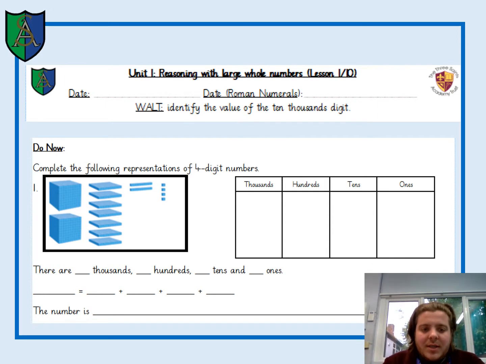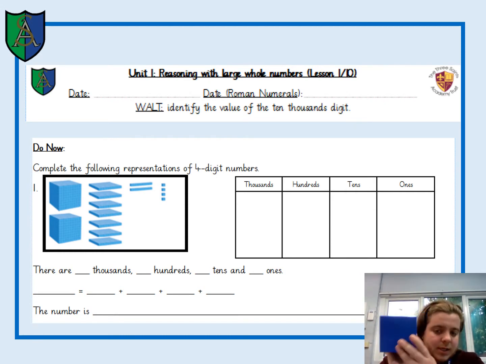So today we're starting a new unit. It's actually the first unit of Year 5, and that is reasoning with large whole numbers. To start us off, for the do now, we're going to look at some 4-digit numbers, which we should have looked at in Year 4. And just a quick reminder, I've got some of the Dienes that you can see on the sheet there on the PowerPoint slide.